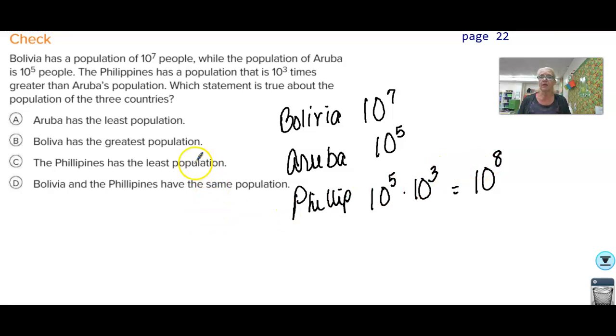So let's see. Aruba has the least population. That's true. Aruba has the smallest because Aruba is 10 to the 5th, Philippines 10 to the 8th, and Bolivia 10 to the 7th. Check the rest of them. Bolivia has the greatest population. No, the Philippines is greater. The Philippines has the least population. Couldn't be further from the truth. They're the biggest. And Bolivia and the Philippines have the same population. That's not true either. So we feel pretty good about A.